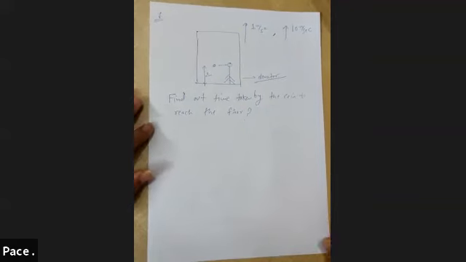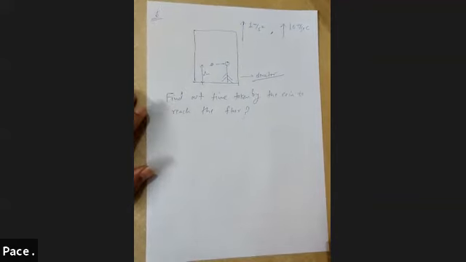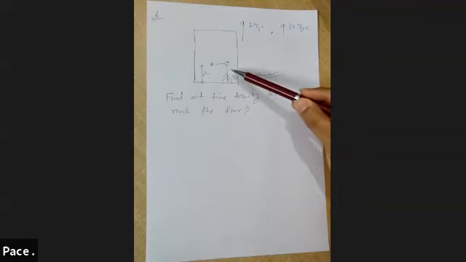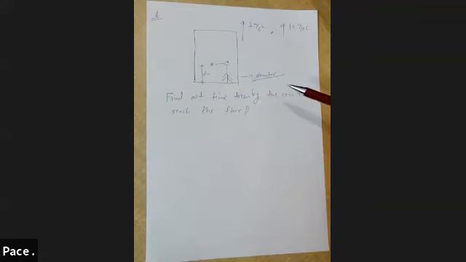So the question is, there is an elevator, and a man is standing inside the elevator. The elevator is moving up with constant acceleration 1 meter per second square. At some instant, the velocity of the elevator is 10 meter per second, and at this instant, this man drops a coin from a height of 2 meter. Find out the time taken by the coin to reach the floor.